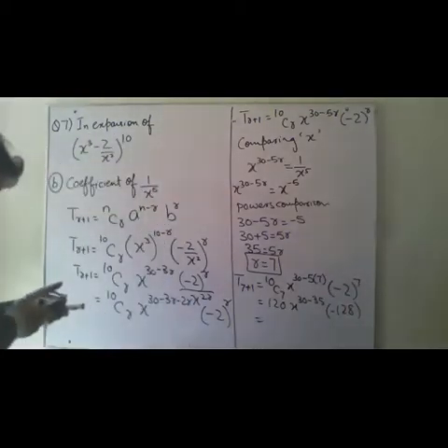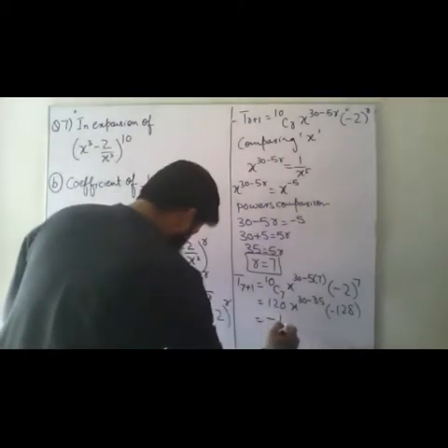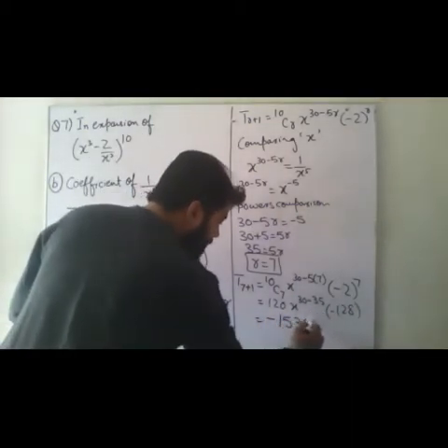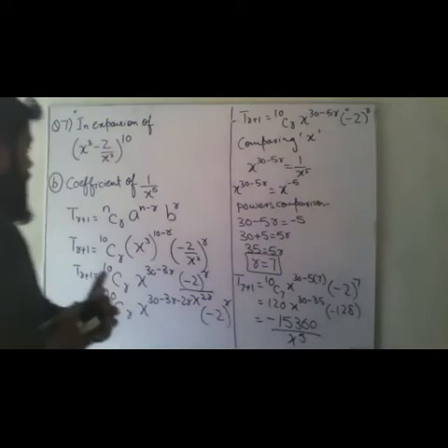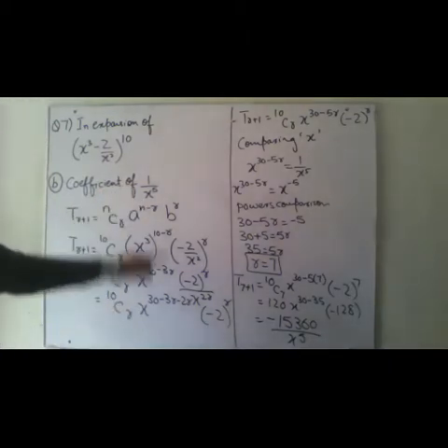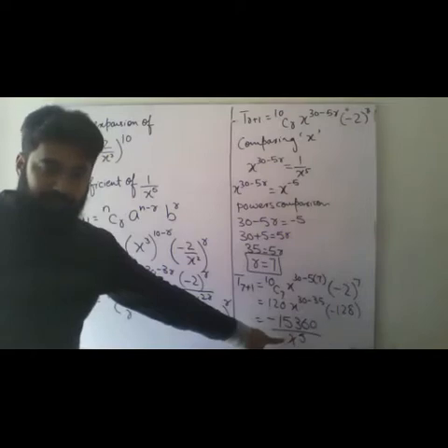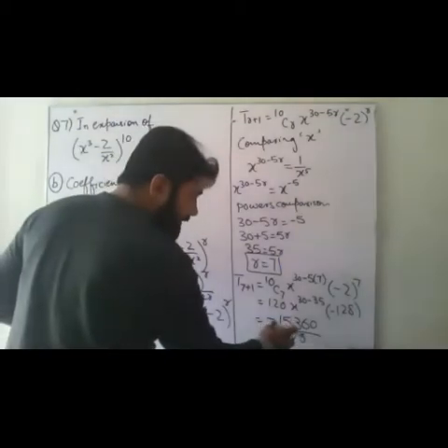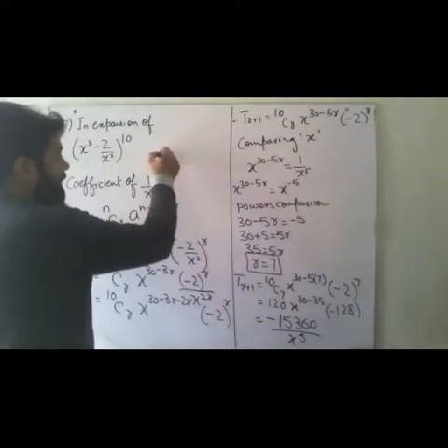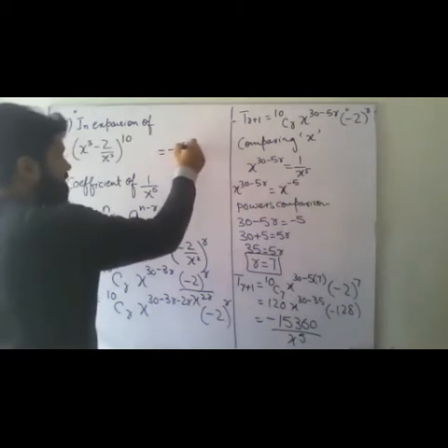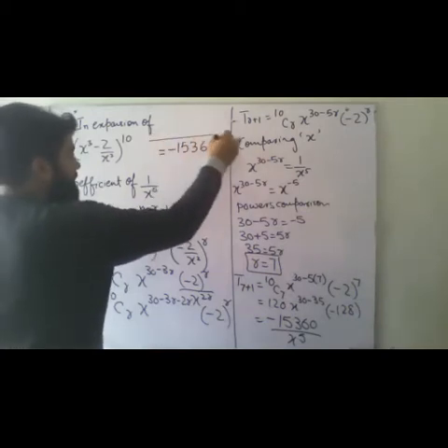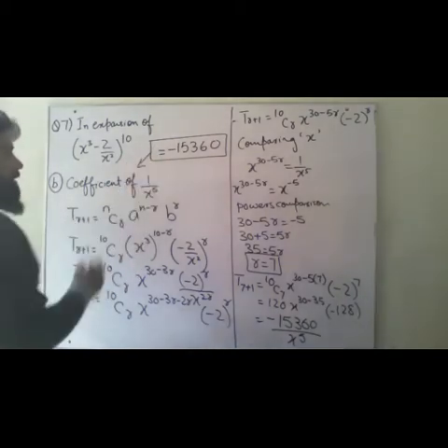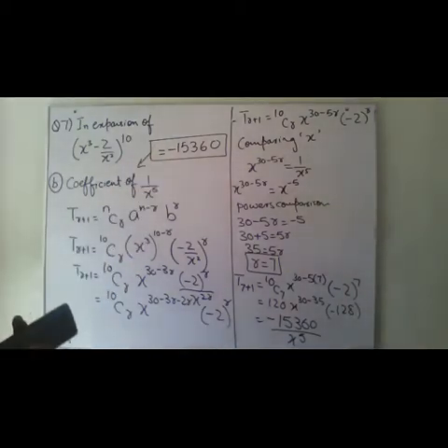When I will simplify it further, this will become minus 15360 over x power 5. Okay. Now you can see what they have asked for, coefficient of 1 over x power 5. x power 5 in denominator is there. So what's your final answer? Your final answer will be this coefficient, which I'm writing over here, minus 15360. They have asked for coefficient only, so I'm not going to write anything else over here.